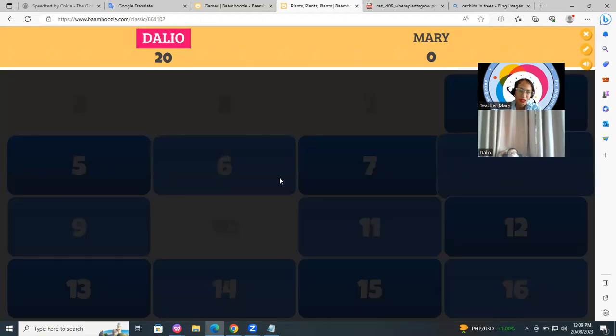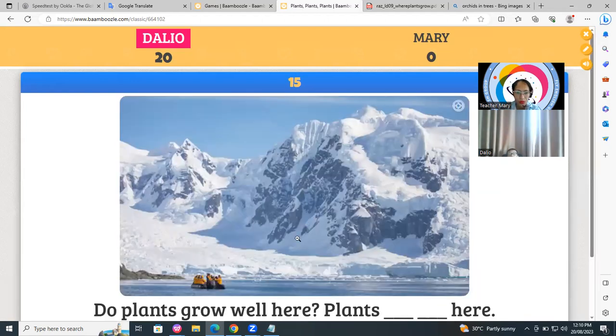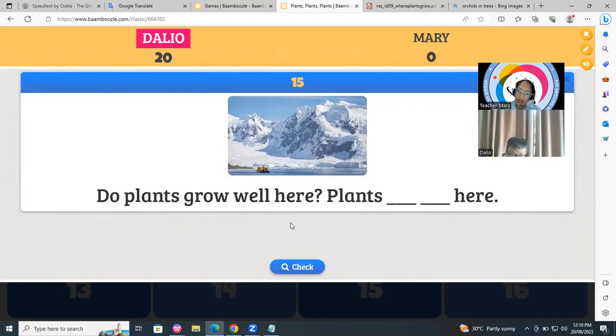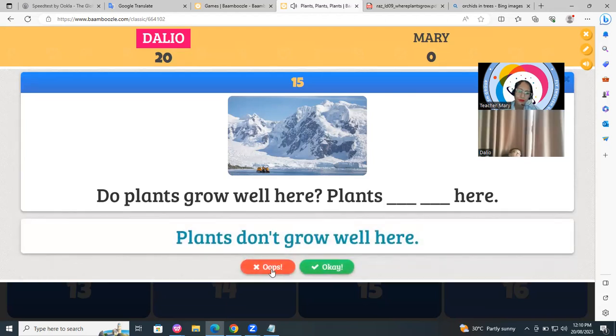Number eight. Okay, what is your answer? Read it, please, and tell me your answer. Do plants grow well in a cold place like this one? There's a lot of snow. Do you think plants will grow in a very cold place? And your answer is? I don't know. All right. So the answer in here is, do plants grow well here? No. Plants don't grow well in cold places. They actually die. Okay, that means you're wrong.